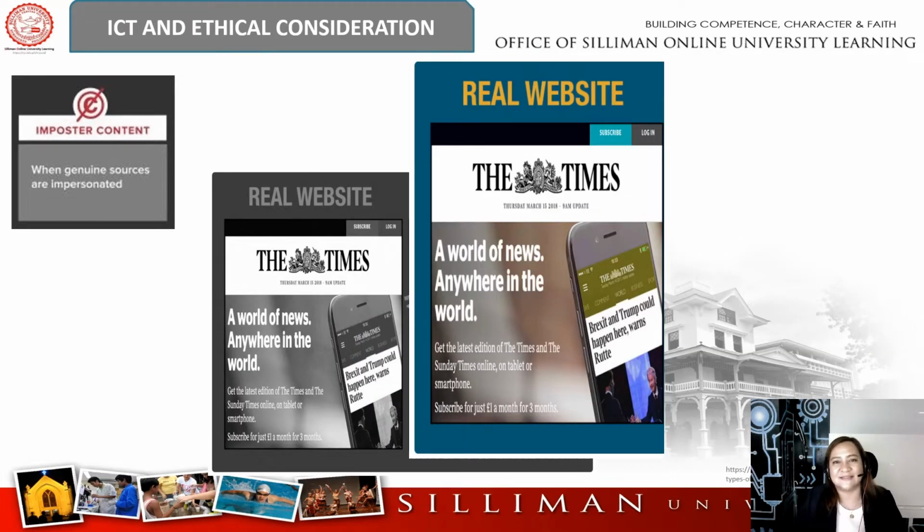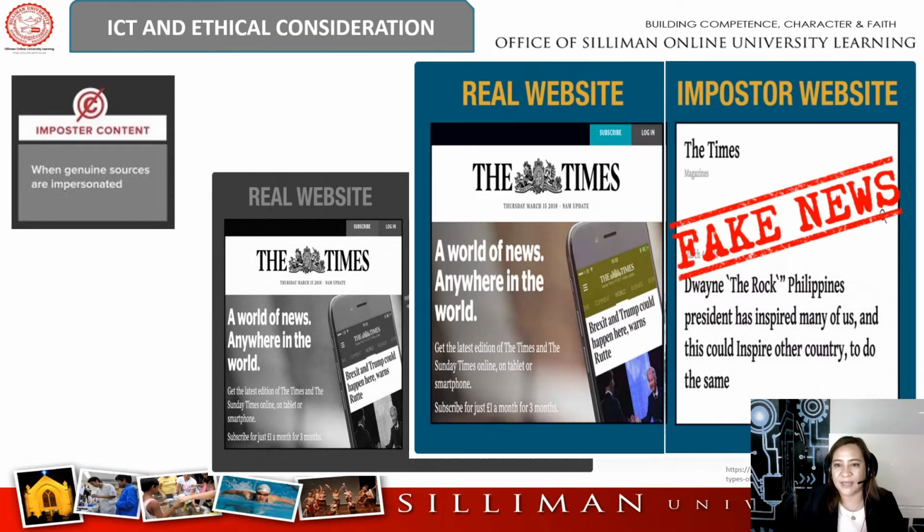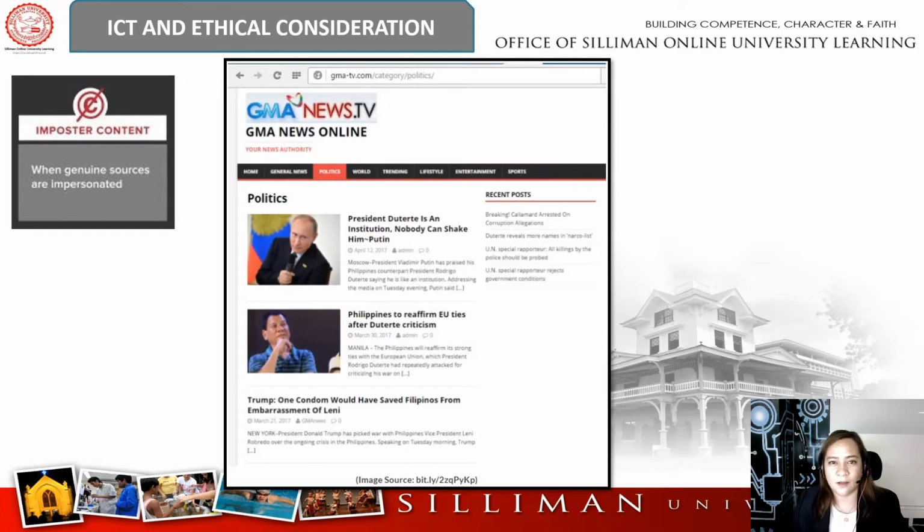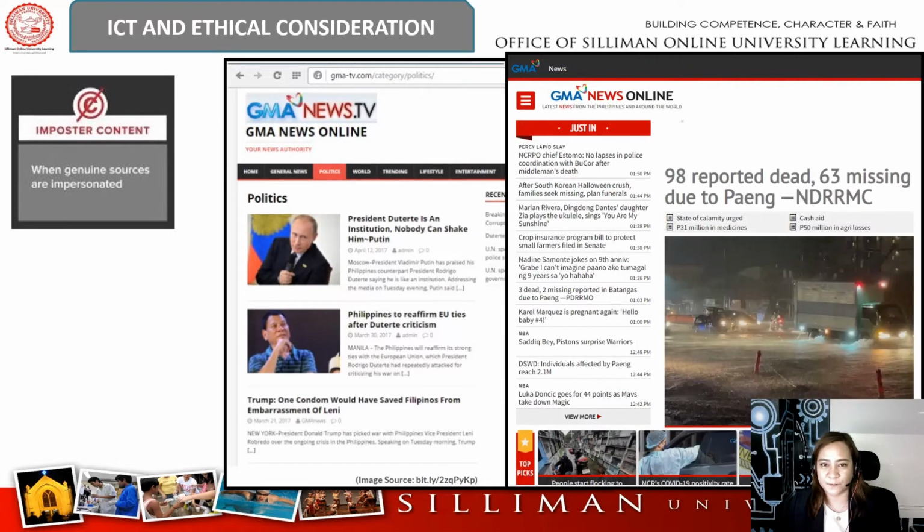Imposter content. In this type of misinformation and disinformation, the URL of credible news sites are altered to mimic them, as shown in this example. Another one would be your favorite legit local news outlet in the Philippines. They are the most common target of deception. So look at this page over here and compare it with this one. This is quite tricky and many fall victim to this imitation.